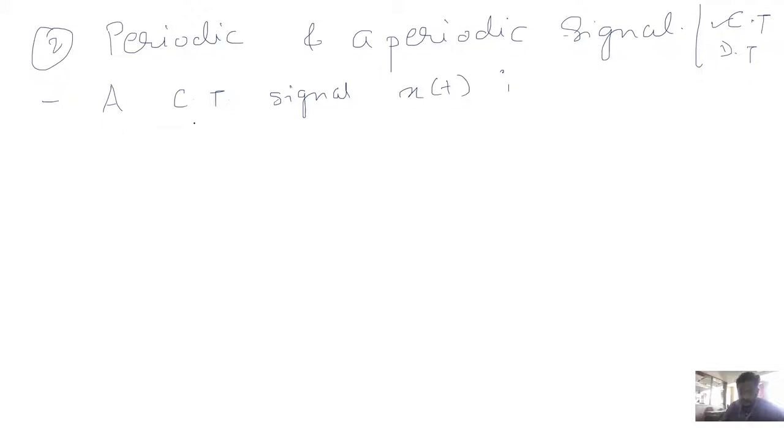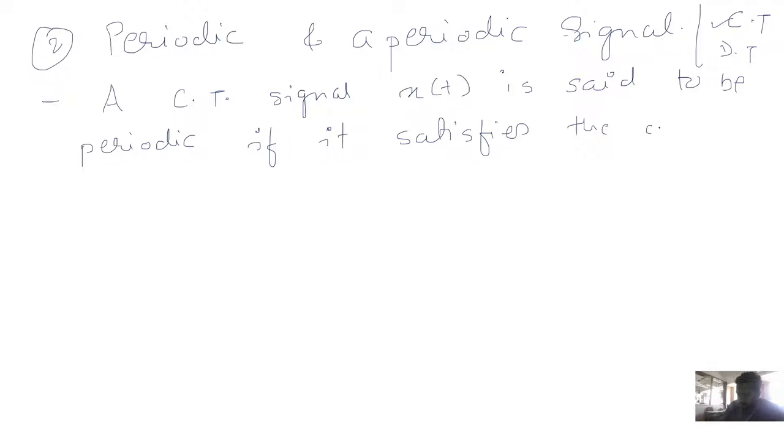A continuous time signal is said to be periodic if it satisfies the condition x of t is equal to x of t plus capital T. If this is satisfied, then it is called a periodic signal.